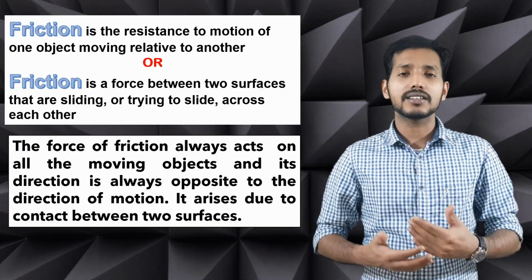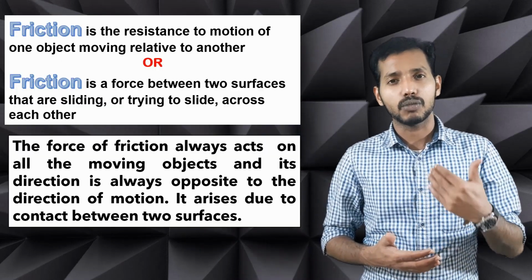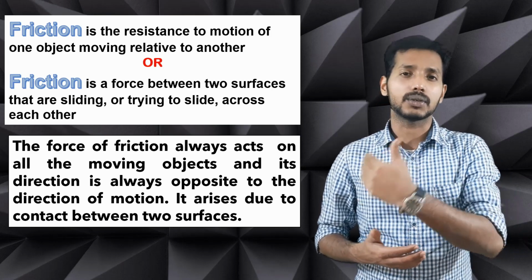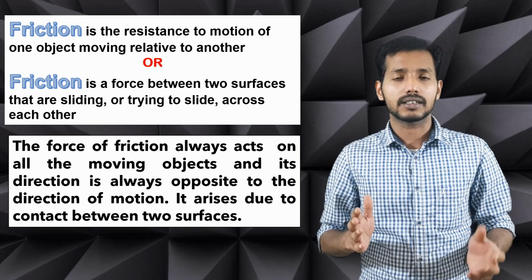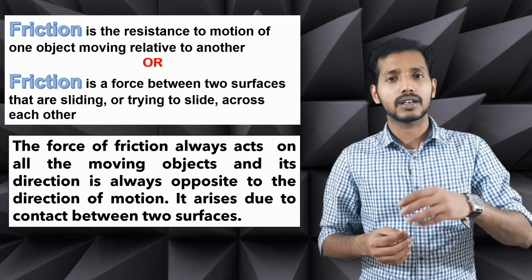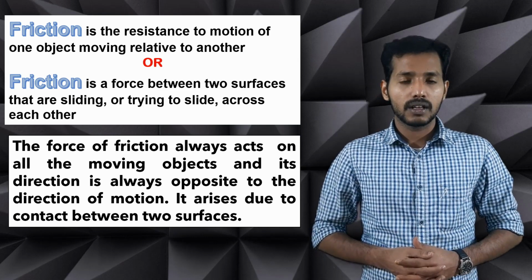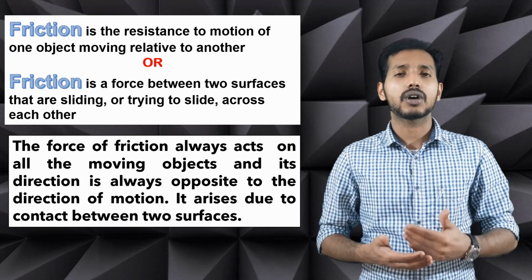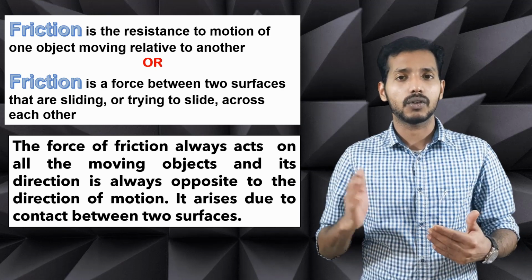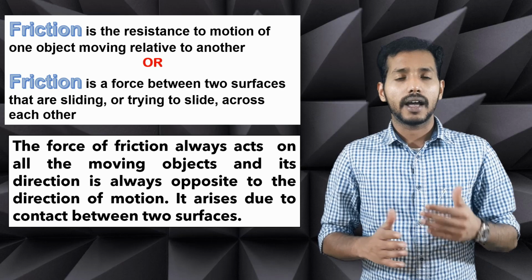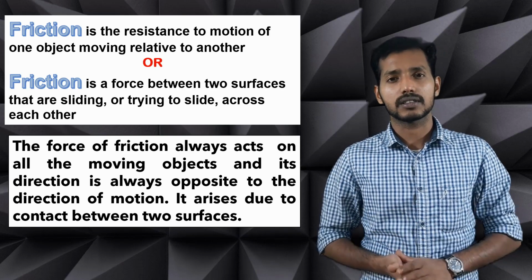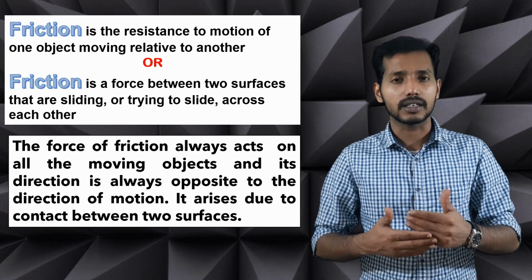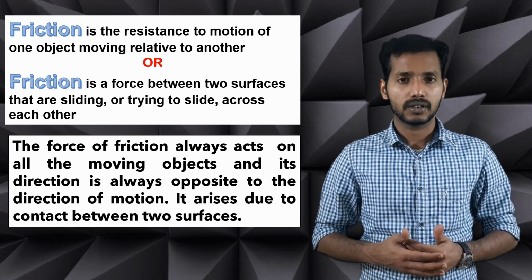What is friction? We have learned that friction is a resistance to the motion of one object relative to another. Or friction is a force between two surfaces that are sliding or trying to slide over each other. Friction force always acts opposite to the direction of motion, and it arises due to the contact between two surfaces. These are the things we have already learned about friction.